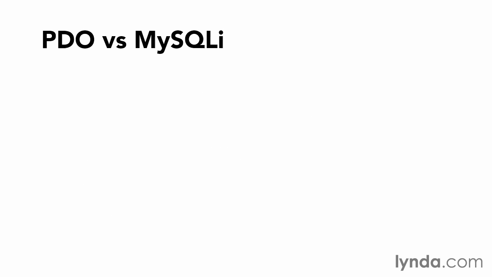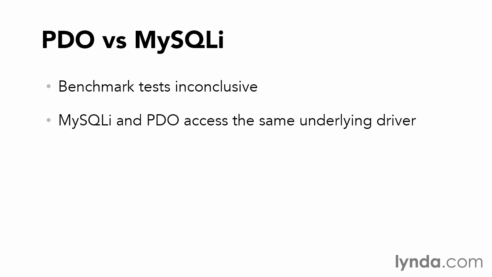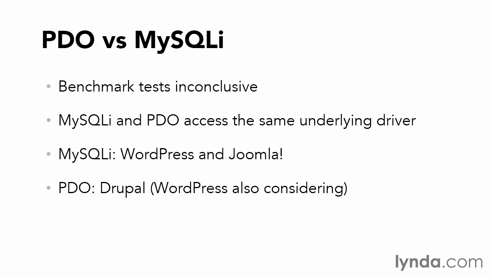So if you're working with MySQL, which should you choose? If you search the internet for benchmark tests, you'll find conflicting opinions on whether MySQL runs faster with MySQLi or PDO. Both MySQLi and PDO access the same underlying driver that interacts directly with the database, so any differences in performance are likely to be insignificant. WordPress and Joomla use MySQLi, while Drupal has opted for PDO, and WordPress is also considering adding support for PDO. So there's no clear winner when it comes to working with MySQL or MariaDB.